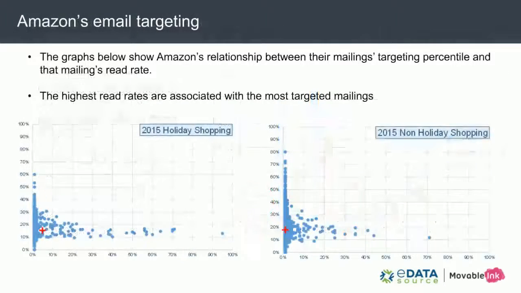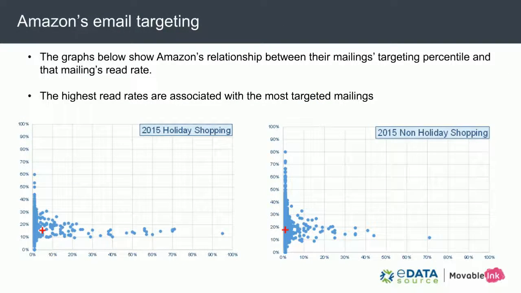And we can actually cut this metric another way. Each point in these scatter diagrams is a mailing and relates the targeting percentage of that mailing on the horizontal axis with its read rate on the vertical axis. On both graphs, the higher read rates are associated with the most targeted mailings, but more so with the non-holiday theme mailings during that period than with the holiday theme mailings.